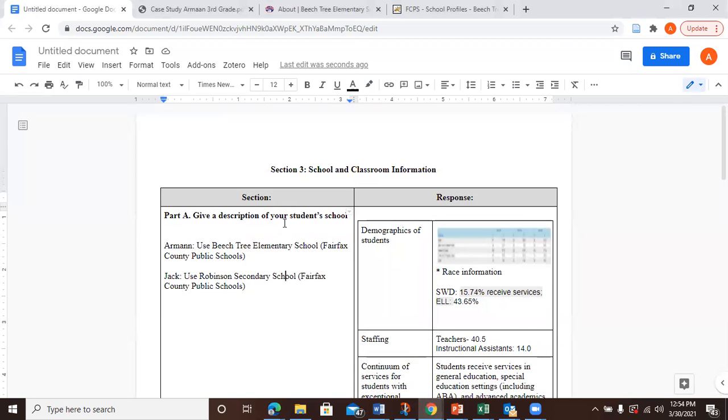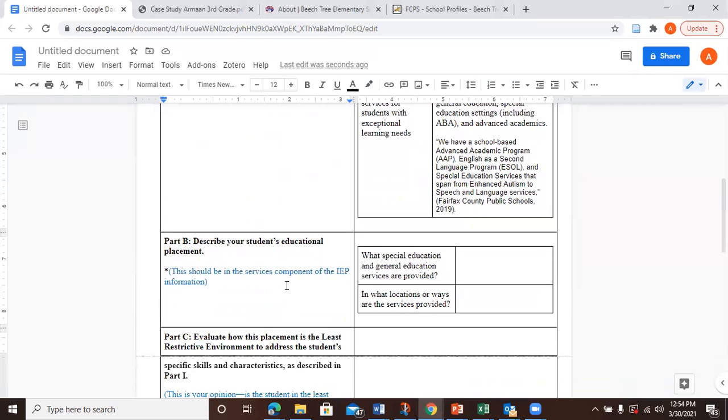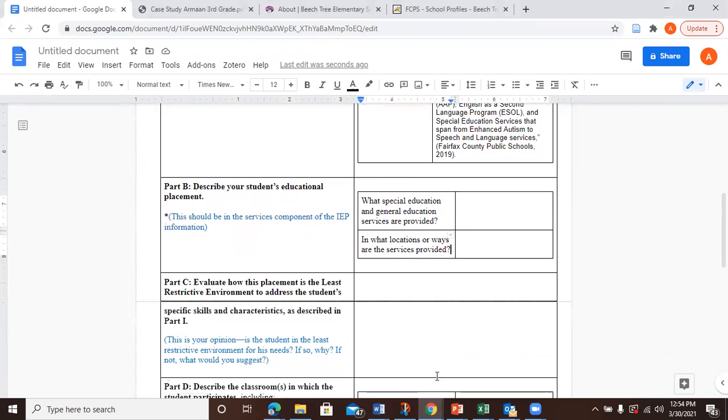So the next section is focusing on describing your students' educational placement. Within this section, we have to be able to specify what special education and general education services are provided and what location or ways the services are provided.